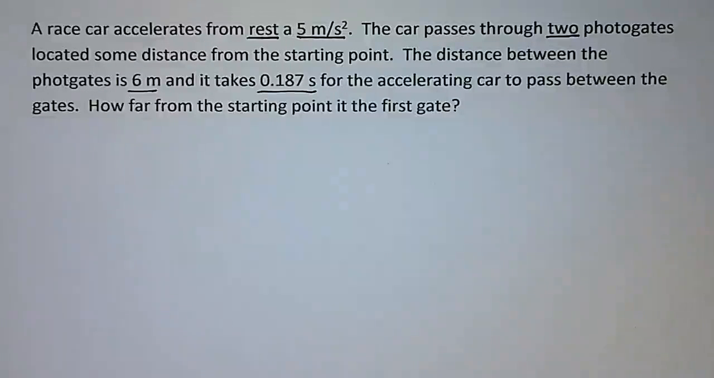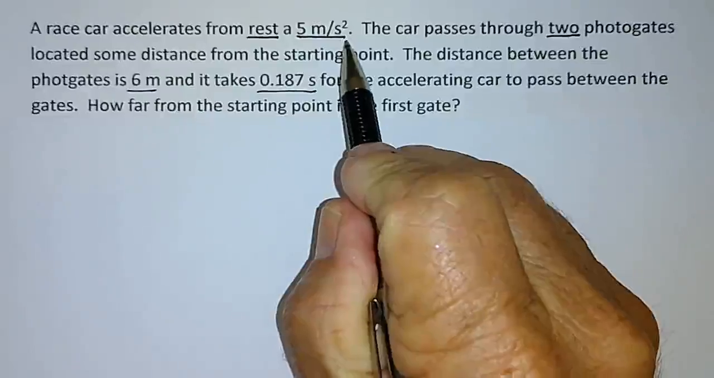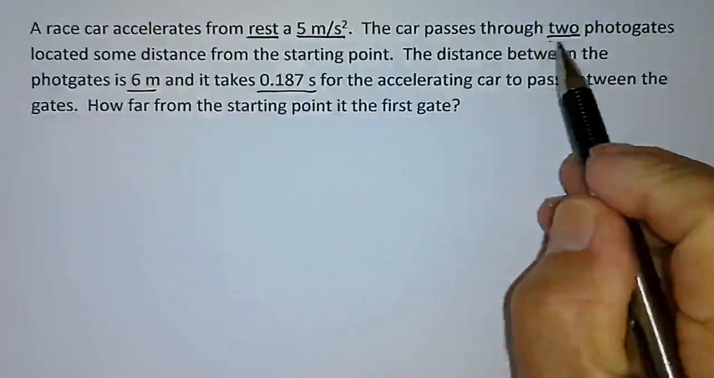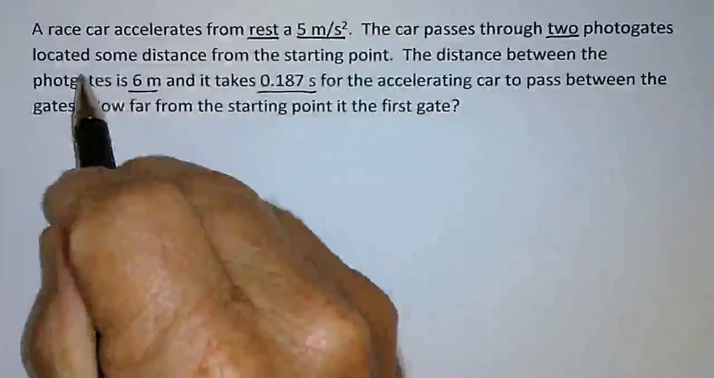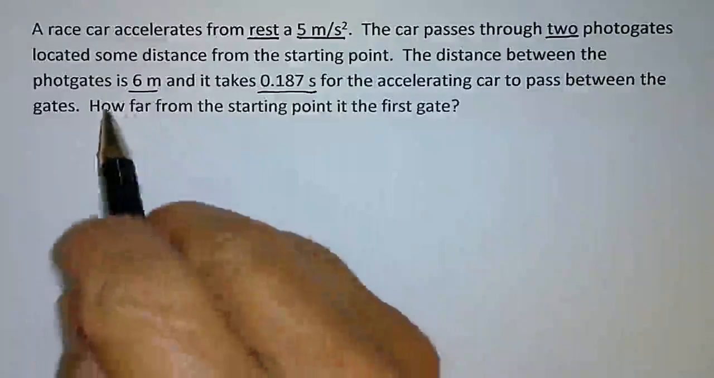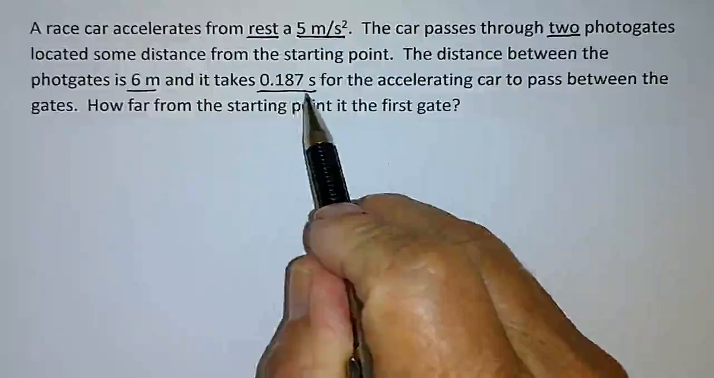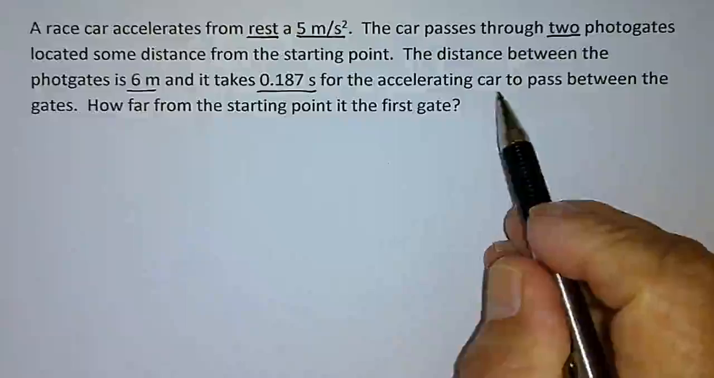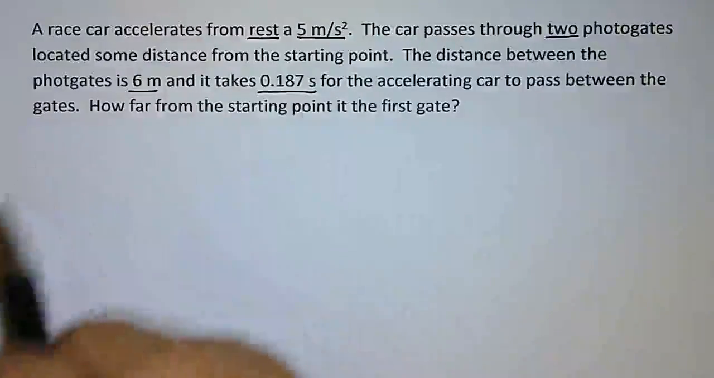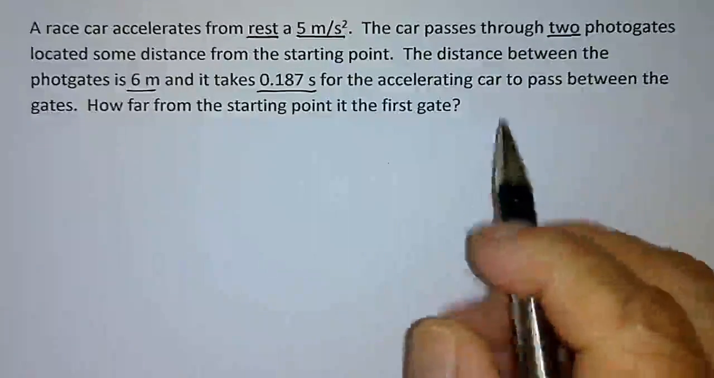Okay, here's another little problem to help you learn how to use the kinematical equations. A race car accelerates from rest at 5 meters per second squared. The car passes through 2 photo gates located some distance from the starting point. The distance between the photo gates is 6 meters, and it takes 0.187 seconds for the accelerating car to pass between the gates. How far from the starting point is the first gate?